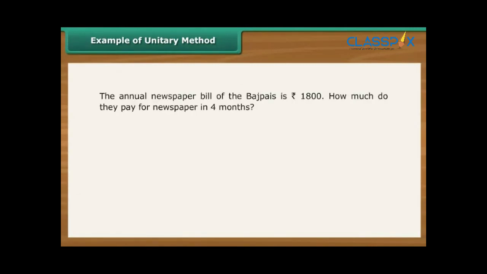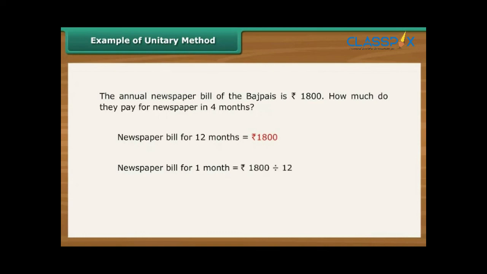Example of unitary method. The annual newspaper bill of the Bajpayis is rupees 1800. How much do they pay for newspaper in 4 months? Newspaper bill for 12 months is equal to rupees 1800. Newspaper bill for 1 month is equal to rupees 1800 by 12, that is rupees 150. Newspaper bill for 4 months is equal to rupees 150 into 4 is equal to rupees 600.